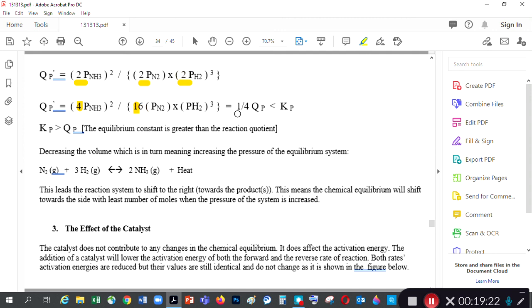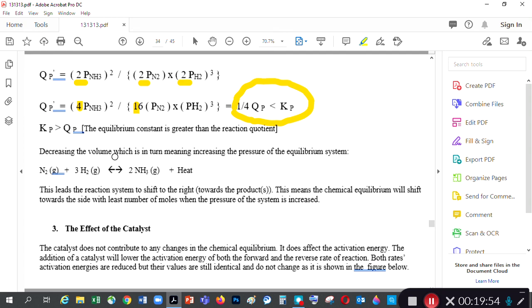So if you increase the partial pressure of the reactants and products, you will end up with QP less than Kp, it is 1/4. This will be 1/4, QP, and therefore Kp is greater than QP. So that's what happens when you increase the partial pressure.